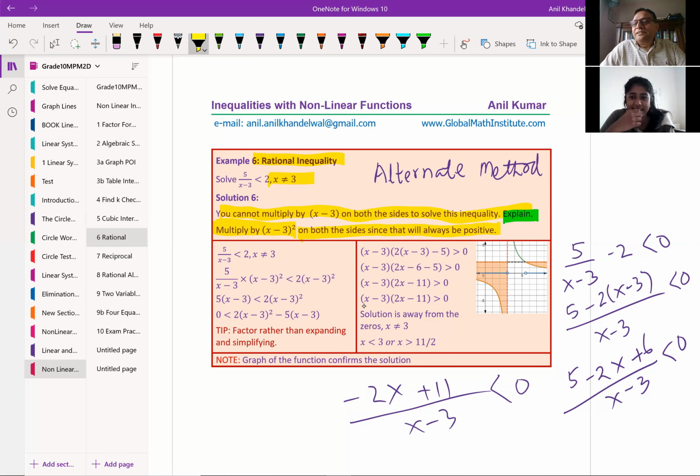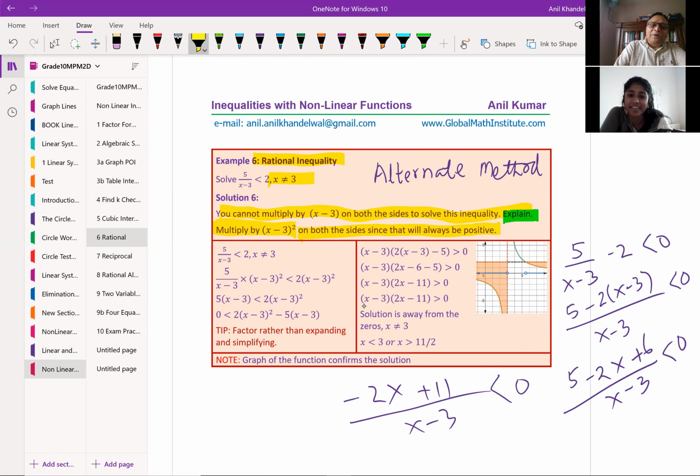So the reason here is that x minus 3 could have a positive value or a negative value, correct? Now, in inequalities, we learned in our last lesson that if you're multiplying by a negative value, I have to change the sign of inequality. I have to reverse the sign. But if you just multiply by x minus 3, how do you know where to reverse the sign?